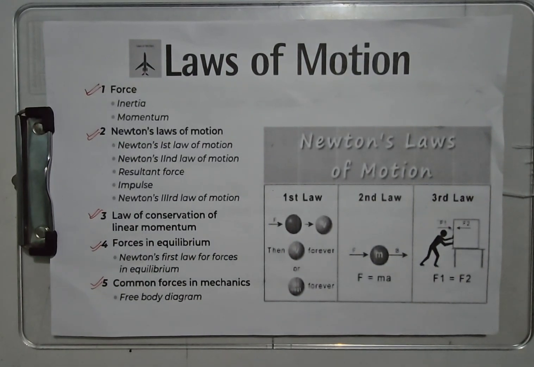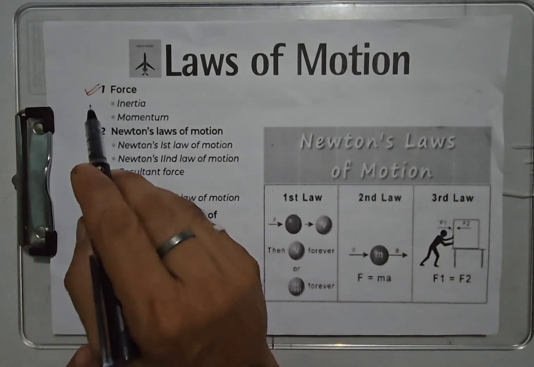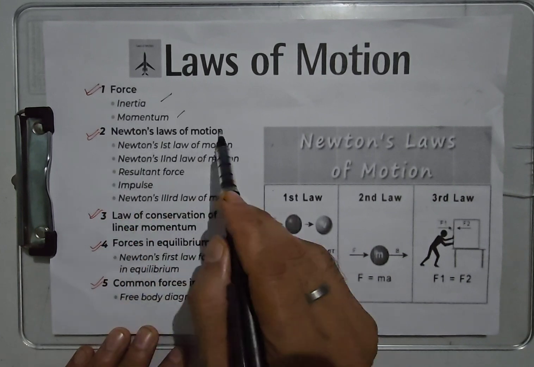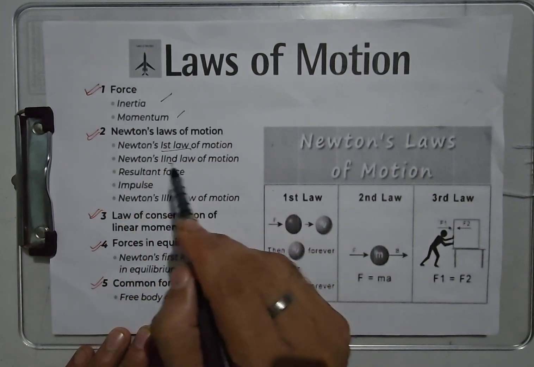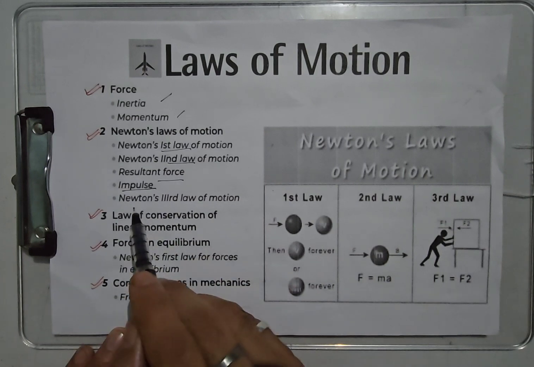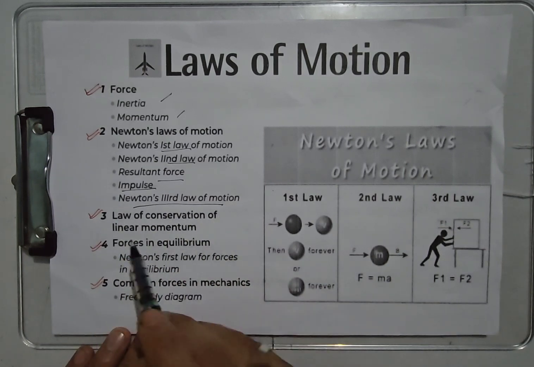This is part 1. In this particular video, I shall discuss the basic terms. Number one is force, which contains inertia and momentum. Then we shall discuss Newton's laws of motion, which means first law of motion, second law of motion, and then resultant force. What is resultant force? Then we shall discuss impulse, and finally Newton's third law of motion. That is followed by the third part, which is the law of conservation of linear momentum.